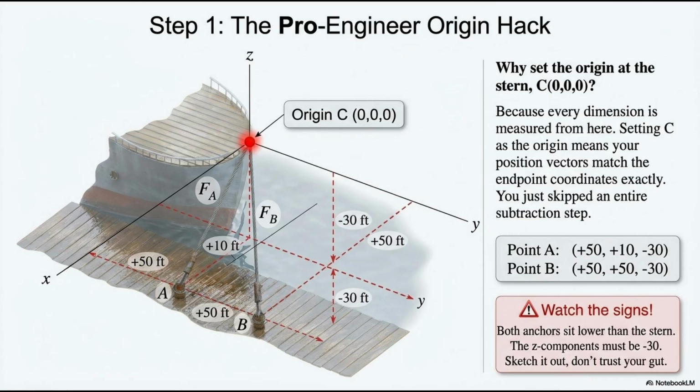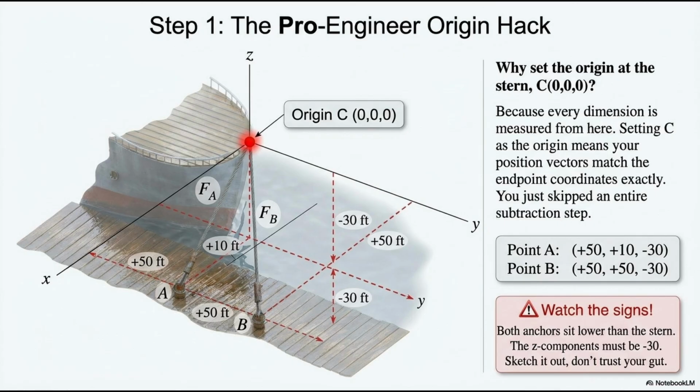Let's read the anchor coordinates in feet. For point A, we go 50 along the x-axis, 10 along the y-axis, and minus 30 along the z-axis. For point B, we have 50 along the x-axis, 10 plus 40 equals 50 along the y-axis, and minus 30 along the z-axis.